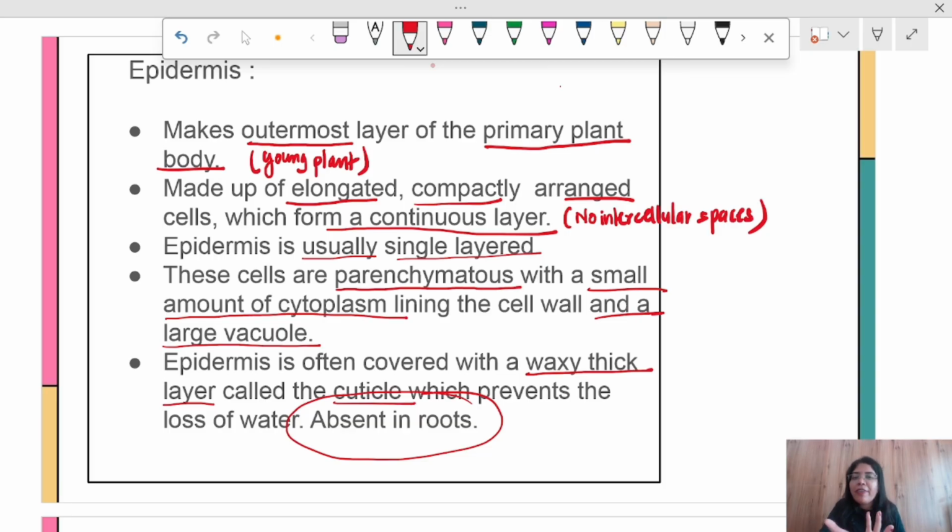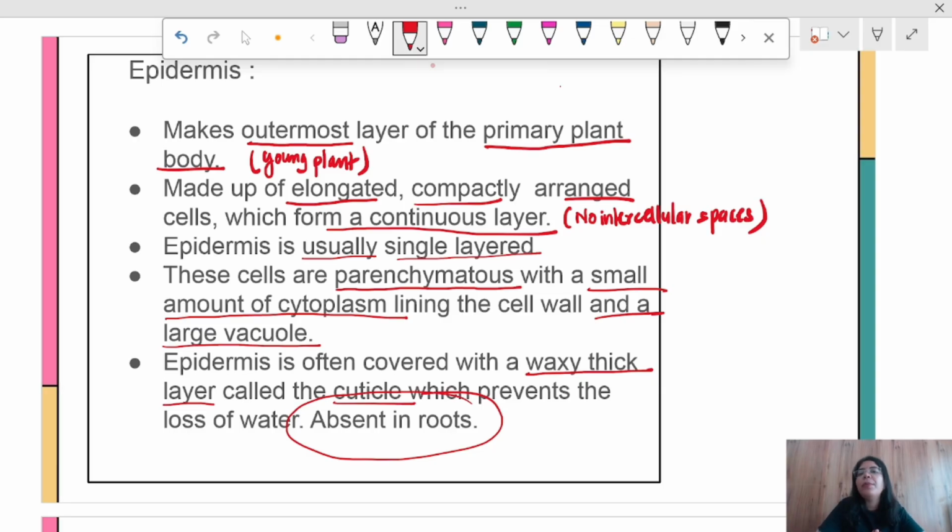Wax. If you take a candle and you put water on that candle, can it pass through that wax? No, right? So you have to understand this, that wax is something which is hydrophobic. Cuticle is hydrophobic. As a result, if there is any kind of cuticle layer present on the cells of the root epidermis, what will happen? Water will not enter in the root, right? So that's why cuticle is absent in the roots.